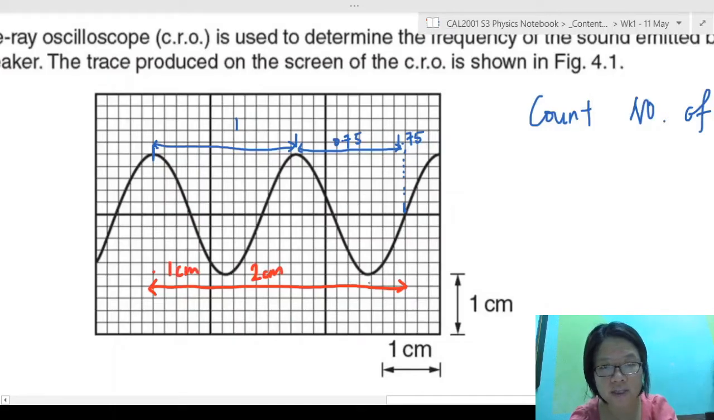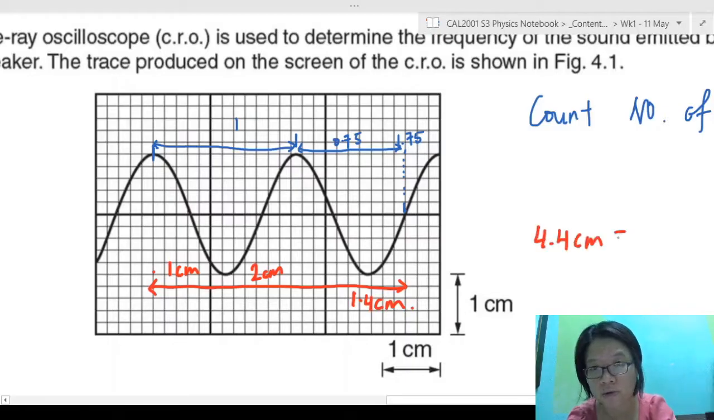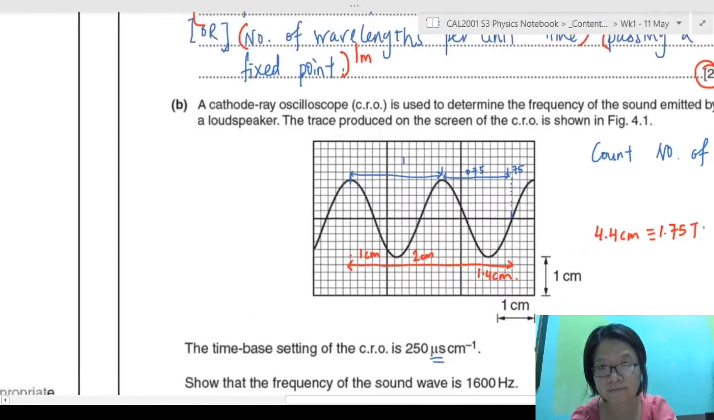That large one is 2 cm, the small one on the side is 1 cm, and this is 7 boxes, so 1.4 cm. In total, it will be 4.4 cm, which is equivalent to 1.75 cycle. Okay? Right, so I'm going to zoom out now.